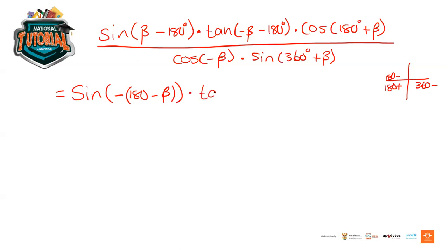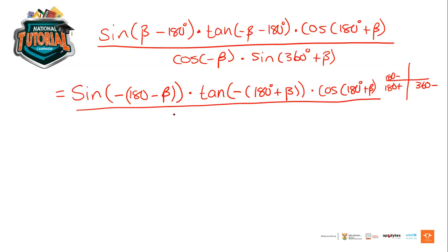Right, the same with this next one. −β − 180°, that's not one of our angles. But if I take out a negative, I end up with a positive 180° + β. And cos of (180° + β) is fine. It can stay like that. If I look in our denominator, we've got cos of (−β) and sine of (360° + β). We can leave it like that, or you could have done your reduction at this stage.